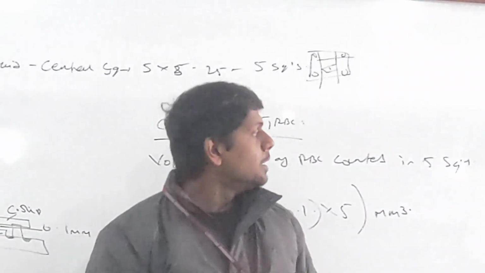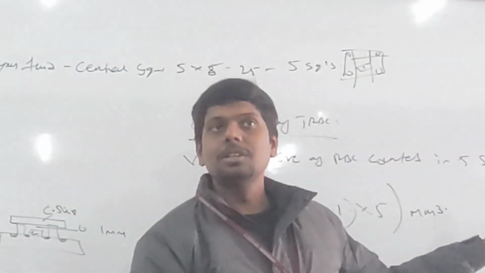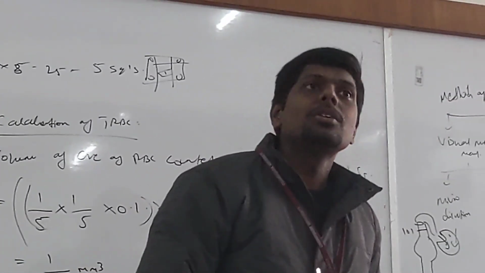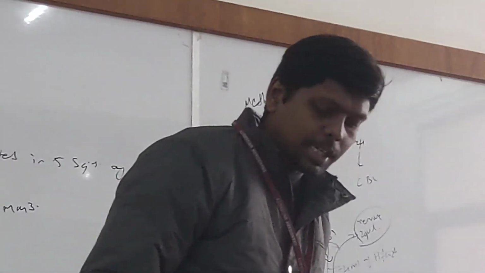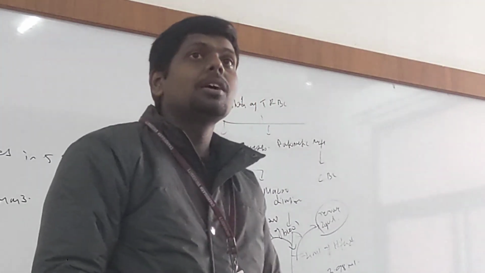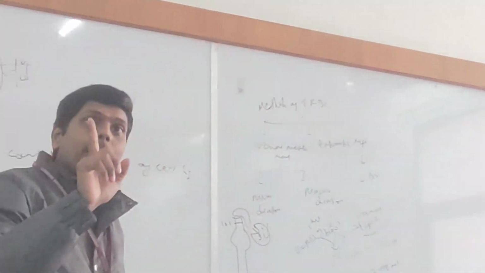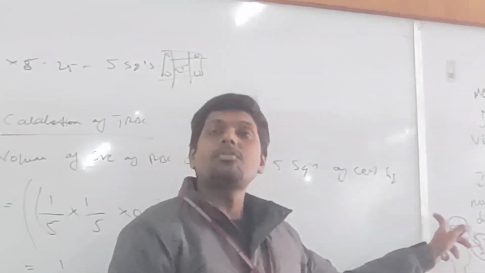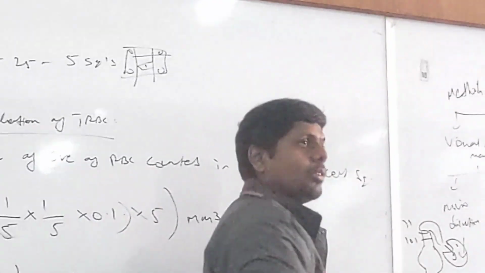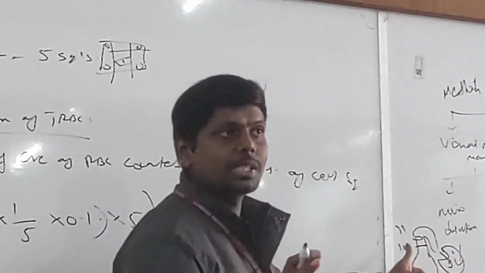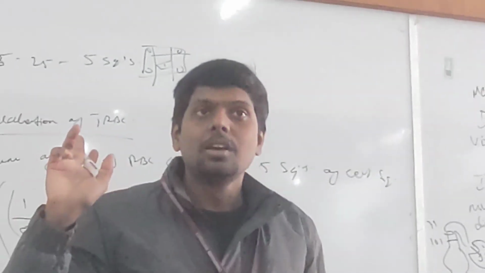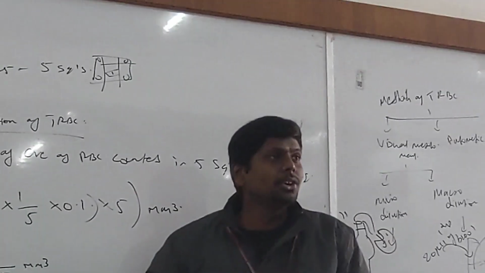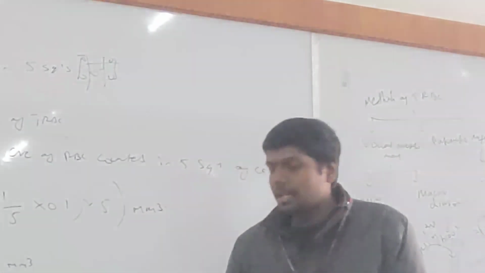Okay, class listen. So this is the summary of TRBC estimation. Is everything clear so far? What is the dilution factor of TRBC? Dilution factor 1:200. What is the upper value of the RBC pipette? 101. For WBC this will be 11. That is the only difference. And the diluting fluid name? Hayem's fluid. What is the final formula of TRBC? N into 10 into 200, 10,000. N into 10,000.